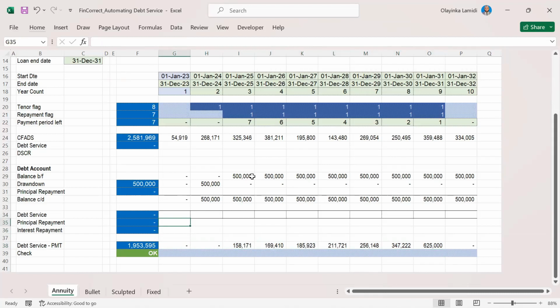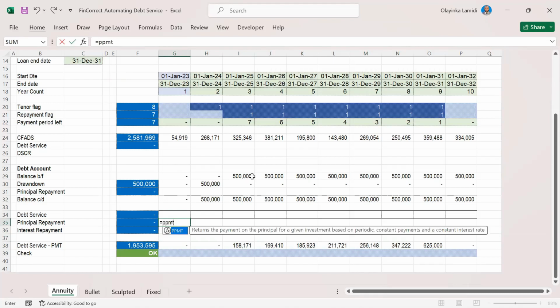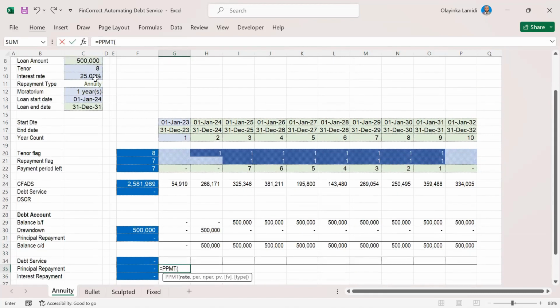So for this part, I want to estimate the principal alone. I'm going to use the formula known as PPMT. PPMT in Excel. Punch tab on your keyboard to open. Okay, then it asks for rate. You go up and select the rate, which is 25% on an annual basis. Then you freeze it. Then we'll be using this loan tenor flag as our period, which is number of periods remaining, right?